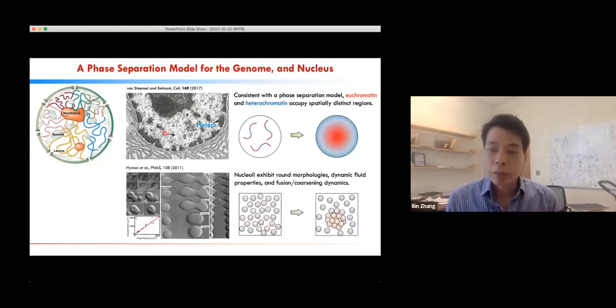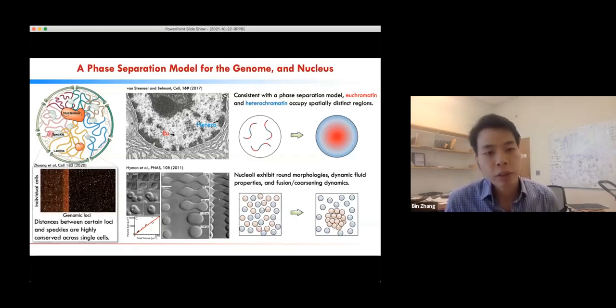Now, the liquid properties of nuclear bodies include their round morphology and their fusion upon contact. So this is basically a time trace of two contacting nucleoli that eventually fuse into a larger droplet. And this is a typical phenomenon of liquid droplets. Now, phase separation is a very intuitive idea, and it's consistent with a wide variety of experimental observations. These are just two examples. However, I want to emphasize that phase separation also cannot explain many other experiments.